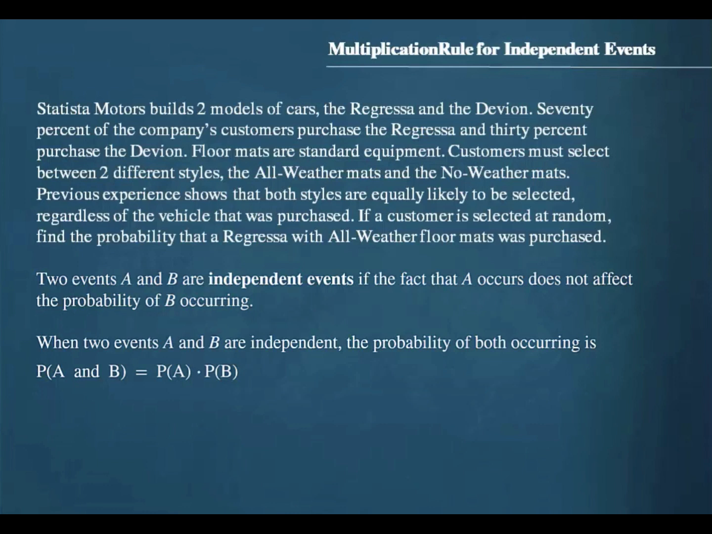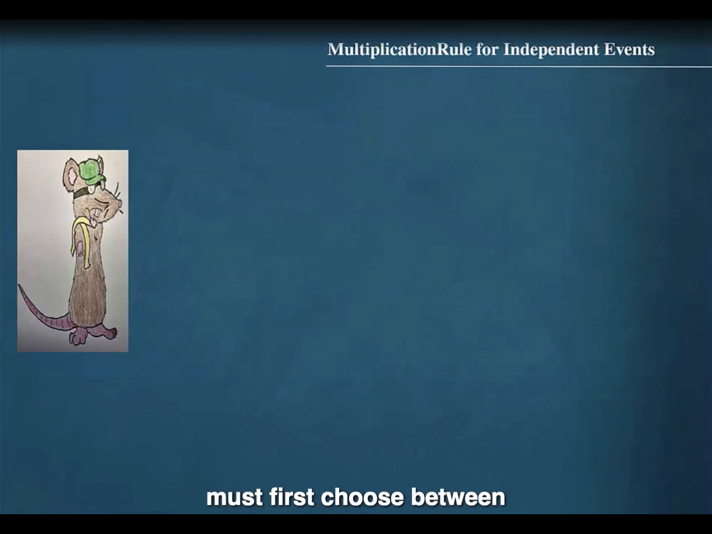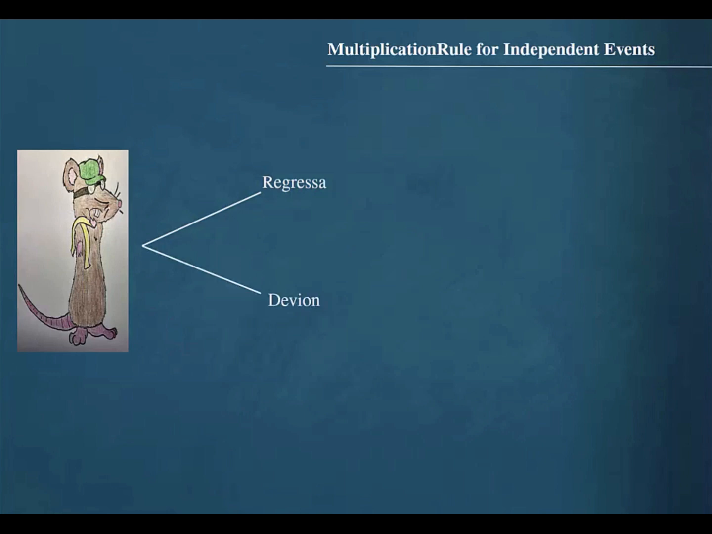This concept is frequently illustrated using a probability tree. When a vehicle is purchased, the Statista Motors customer must first choose between a Regressa and a Devion. Once the vehicle is chosen, the customer must choose between the all-weather floor mats and the no-weather floor mats. He must make this choice whether he purchases a Regressa or a Devion.